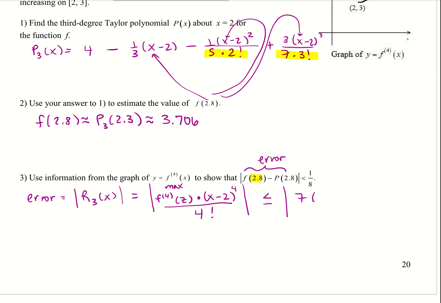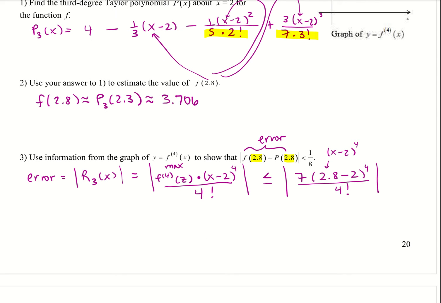But I'd like you to notice, what are we using for x? We are using 2.8 for x. This was x minus 2 to the fourth power. I'm going to use 2.8 minus 2 to the fourth power over 4 factorial. And then I'm going to use a calculator from here, where I'm going to go ahead and evaluate my error.